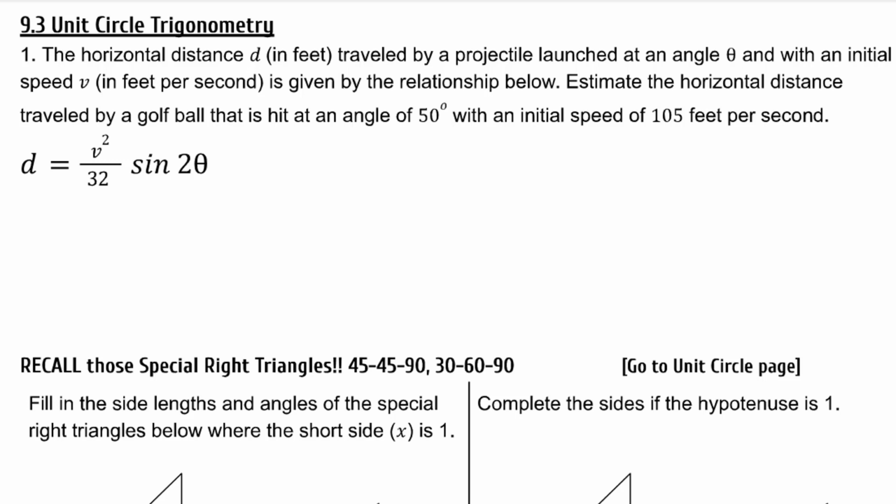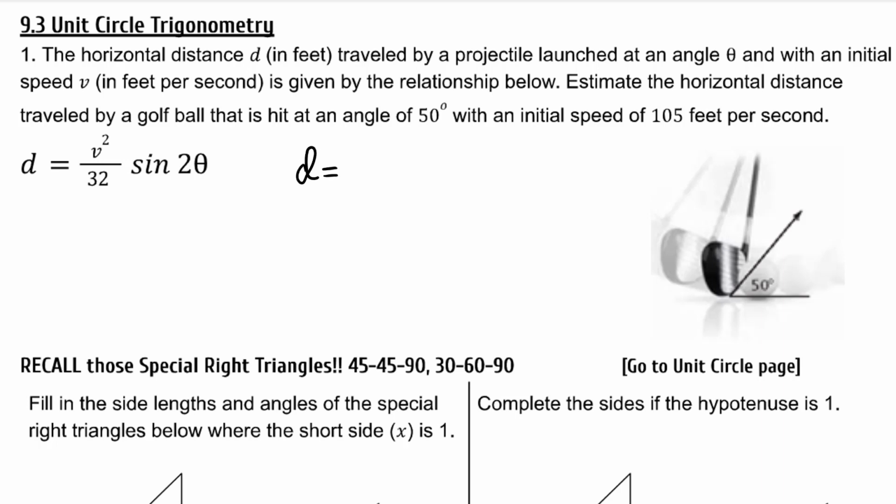Today we're going to learn about unit circle trigonometry. The horizontal distance d in feet traveled by a projectile launched at an angle theta and with an initial speed v in feet per second is given by the relationship below. Estimate the horizontal distance traveled by a golf ball that is hit at an angle of 50 degrees with an initial speed of 105 feet per second.